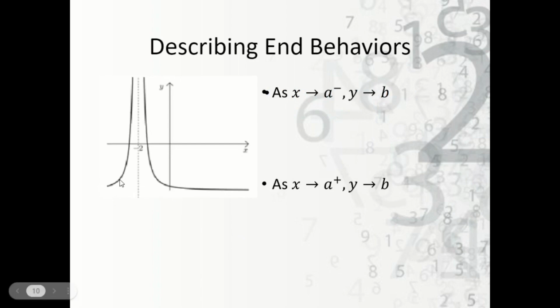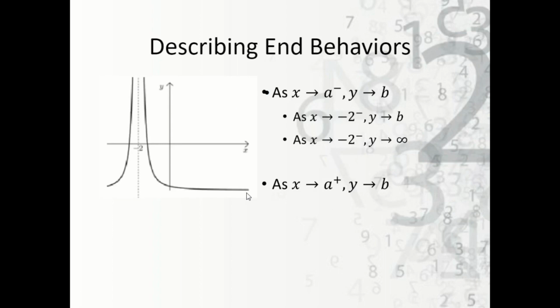So we have our function here, and we have a vertical asymptote here at -2. So we're going to say then, as x approaches -2 from the left side, what is y doing? Well, as we get closer to -2 from the left side, we can see that y is increasing exponentially. So y is approaching infinity. So as x approaches -2 from the left side, y is approaching infinity.